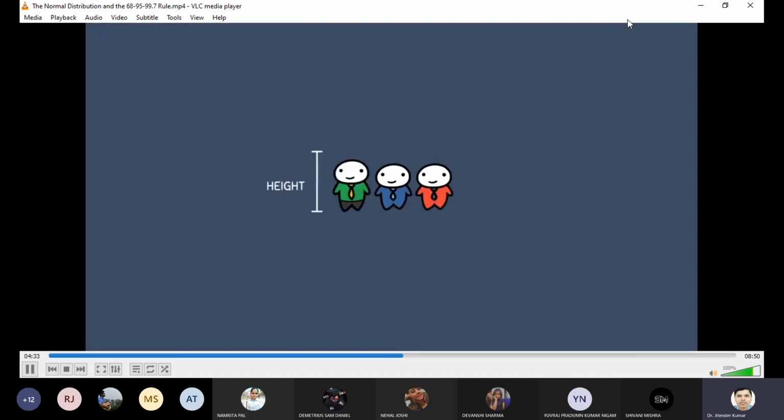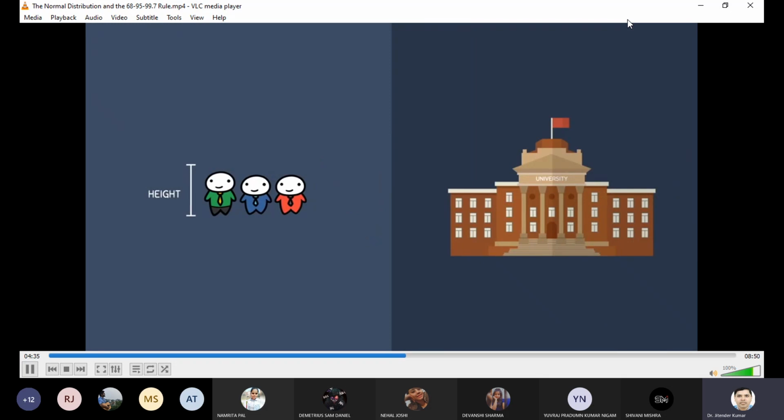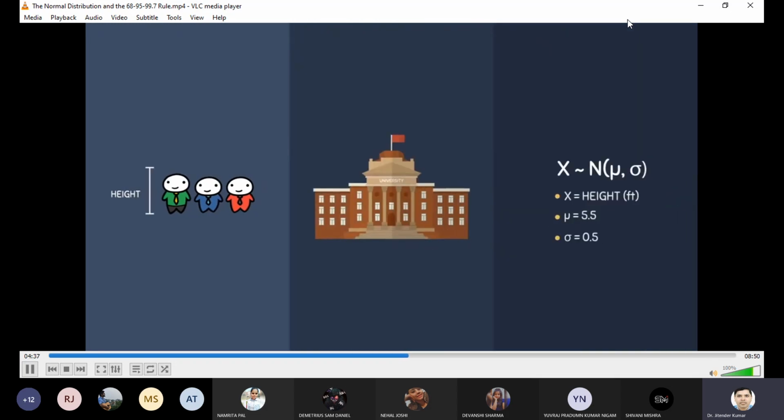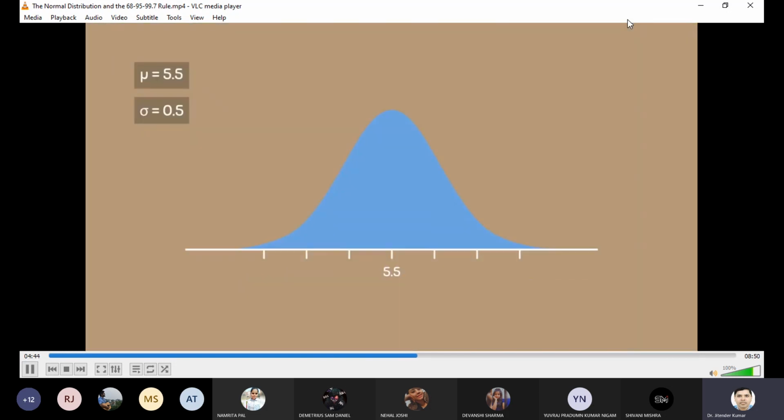If we were measuring the heights of all students at a local university and found that it was normally distributed with a mean height of 5.5 feet and a standard deviation of half a foot or 0.5, we can construct a normal distribution as follows. From here, we can create intervals that increase by the standard deviation. So we'll have 6, 6.5, and 7, and on the other side we'll have 5, 4.5, and 4.